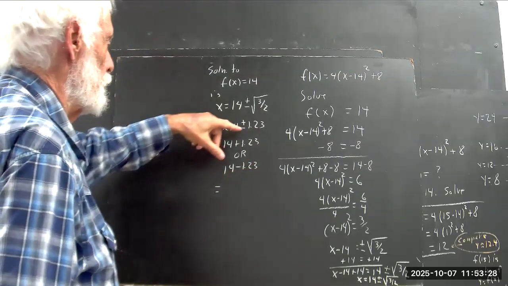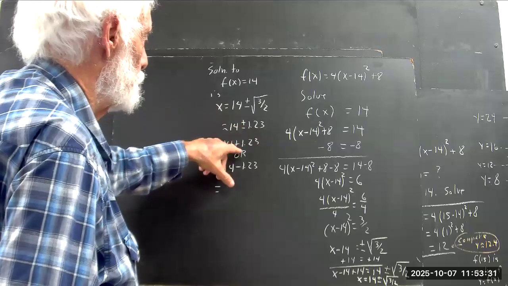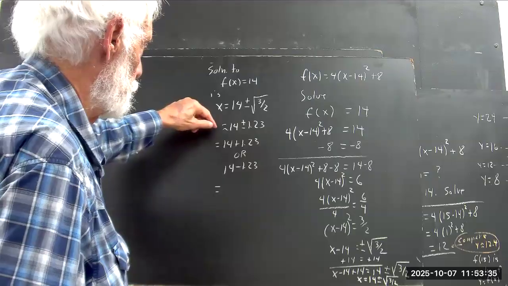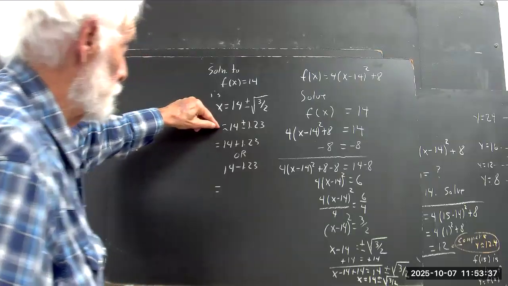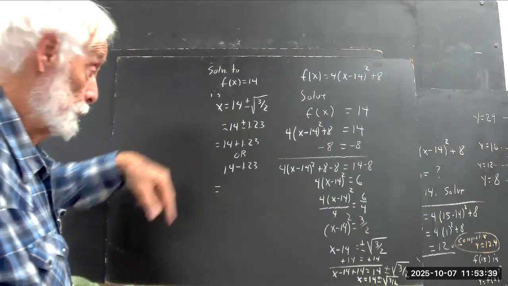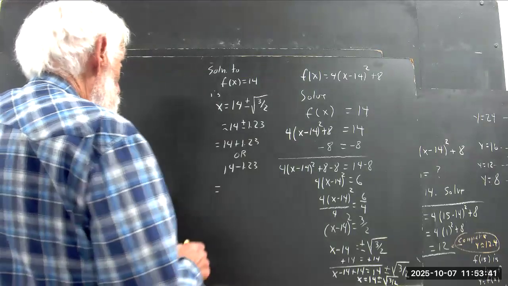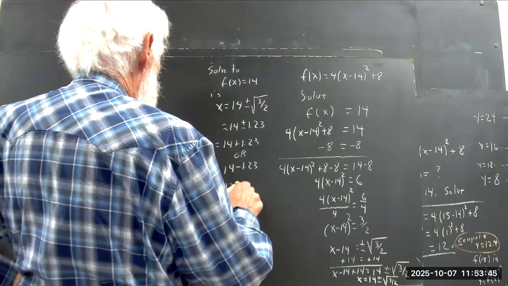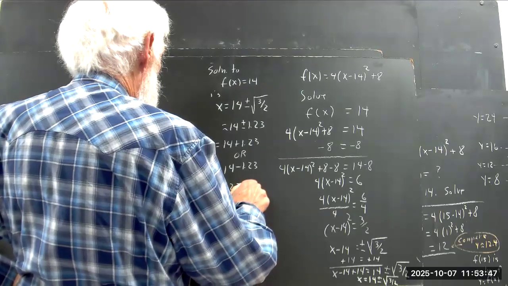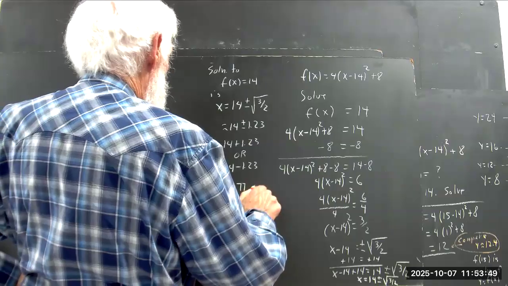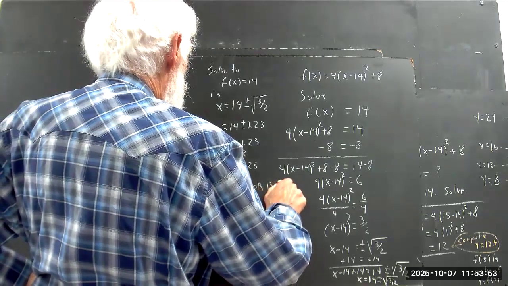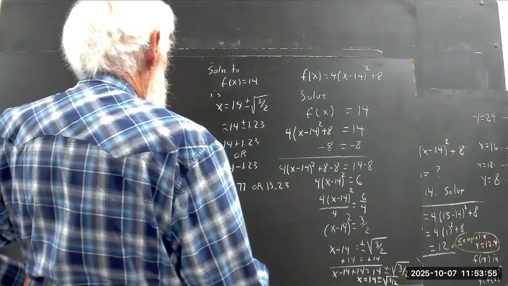So that would be 14 plus 1.23 or 14 minus 1.23. At this point, we have an approximate solution. That's what those wavy lines mean. So this gives us 12.77 or 15.23.